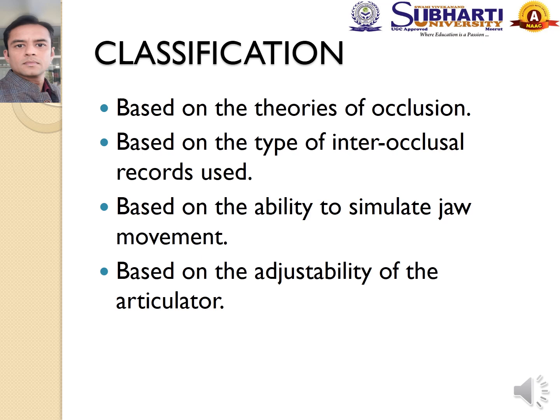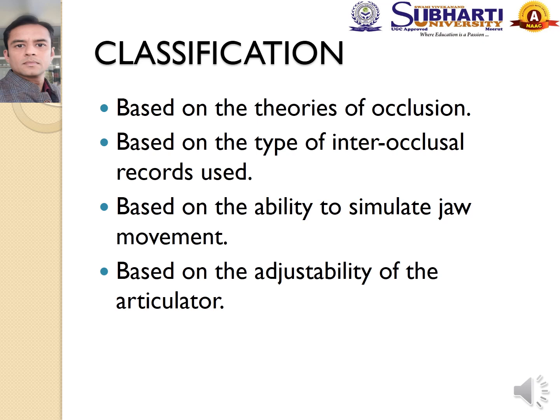Now, the most important part, the classification of articulators. In the exams, the classification will be asked or may be asked by the examiner or in your theory paper: classify articulators. Very broad classifications are present in the textbooks and the journals. Basically, we can classify an articulator upon the theories of articulation, on the type of interocclusal records used, third, based on the ability to simulate jaw movements, and the last one, based on the adjustability of the articulator. So, these are the four criteria on which we can classify our articulators.